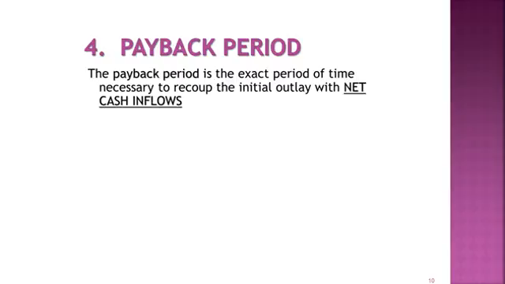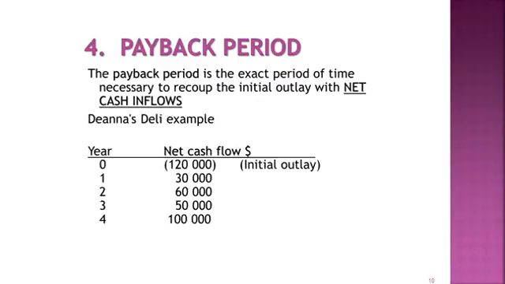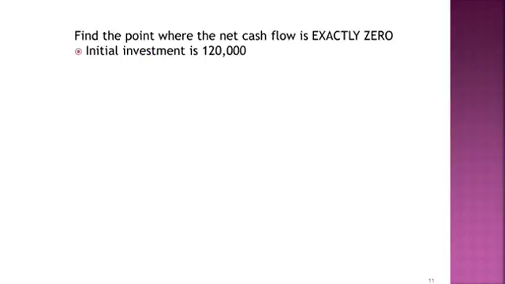Okay, the payback period is the exact period of time necessary to recoup the initial outflow with the net cash inflows. So we work it out like this. With our Deanna's Deli example, in year 0 is the cash outflow, the initial outlay. In year 1, 30,000 is the inflow, 60,000 is the inflow for year 2, 50,000 year 3, and 100,000 year 4.